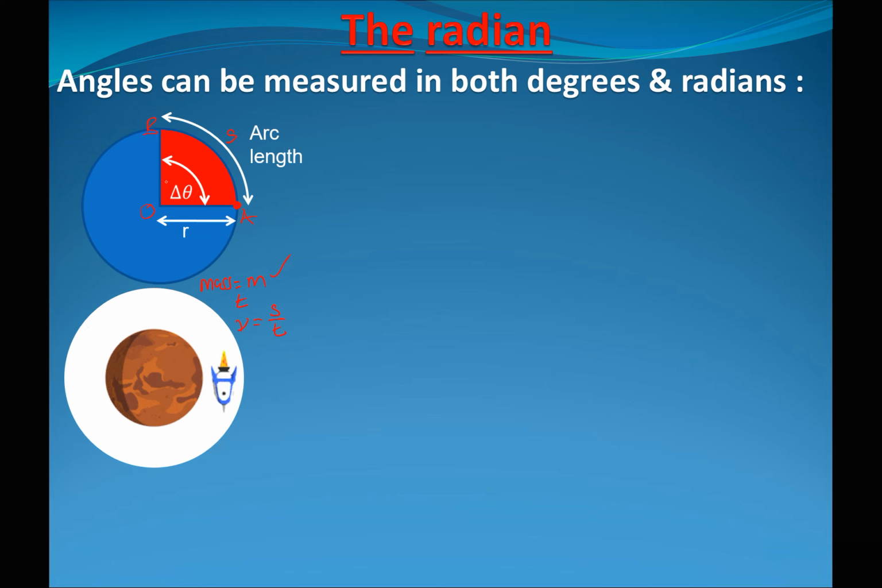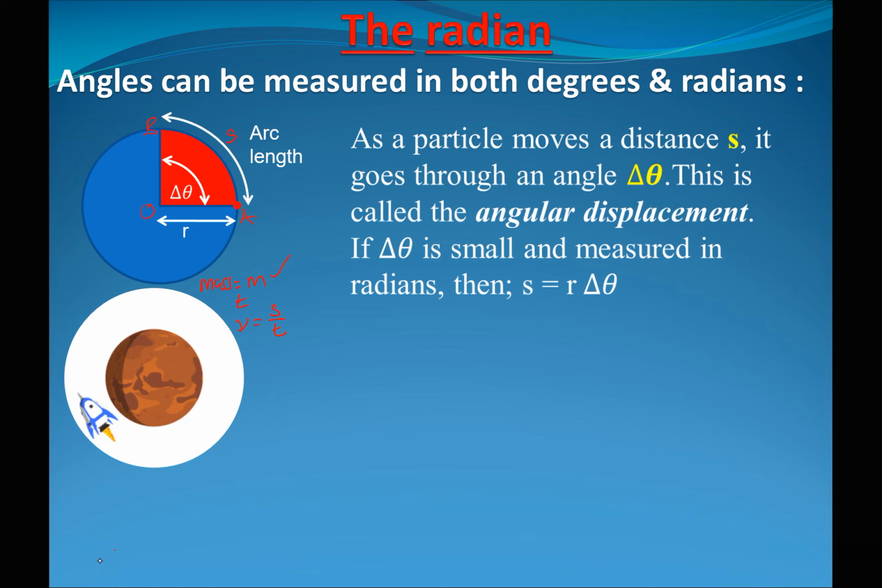And this angle delta theta is going to be called the angular displacement. As the particle moves a distance s, it goes through an angle delta theta, and this is called the angular displacement. So delta theta is called the angular displacement.